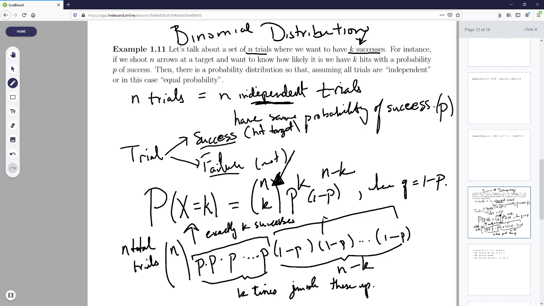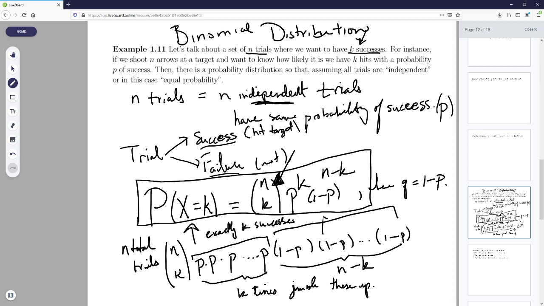Out of n light switches, we pick K to be on, and then we stick that in front of the whole formula. And so that's how we get this thing here, which is the definition of the binomial distribution. Beautiful.